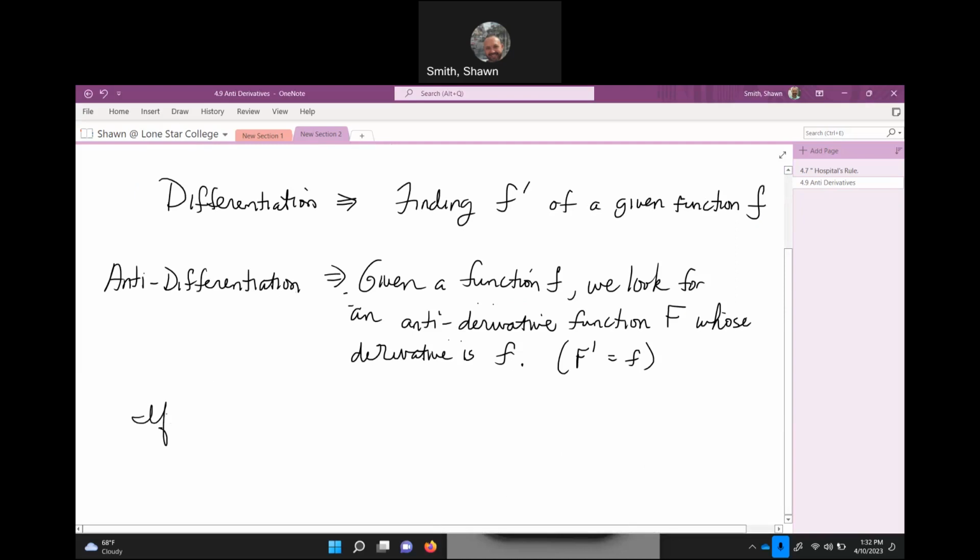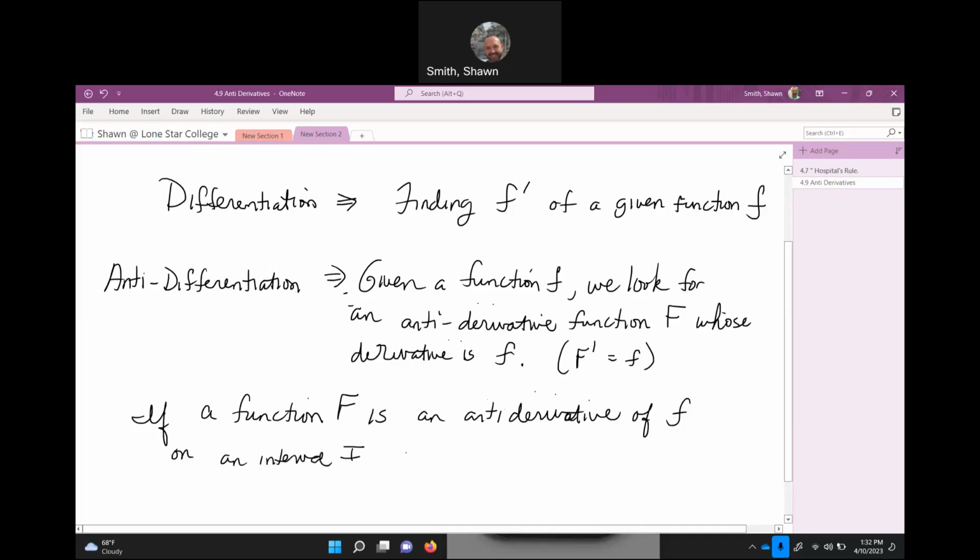All right, so if a function F is an antiderivative of f on an interval I, and we just saw this is just a rewrite of everything I just wrote, cap F prime is equal to f of x for all x in I. It's just a formal definition of an antiderivative using this notation.